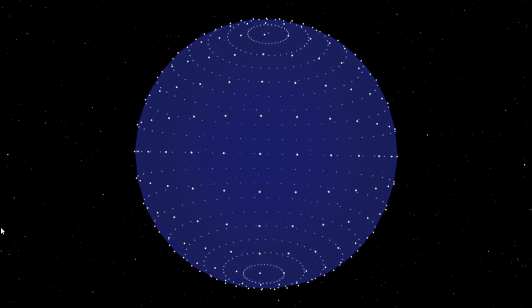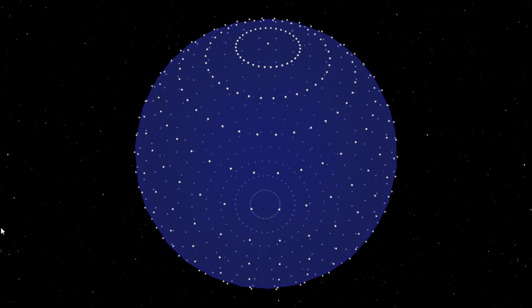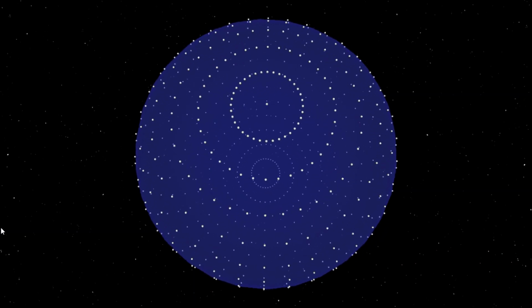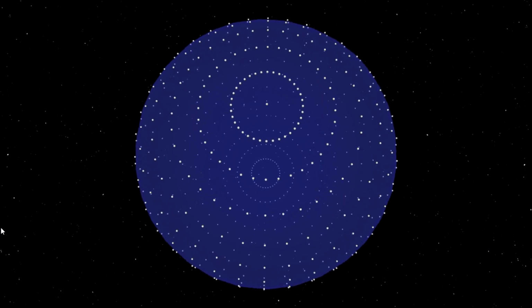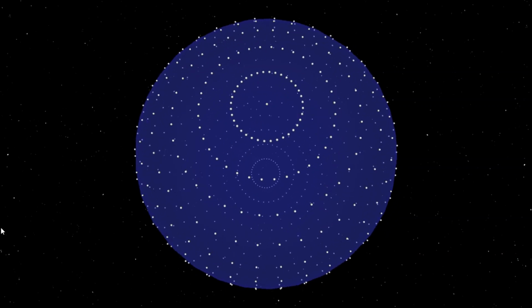In the next video, we will turn the points in our sphere into a smooth sphere and create our first procedurally generated mesh object.